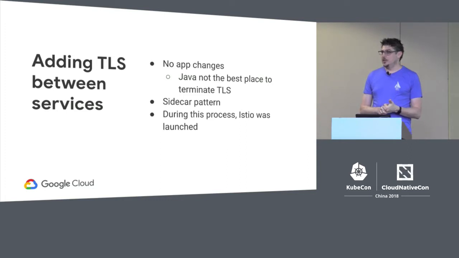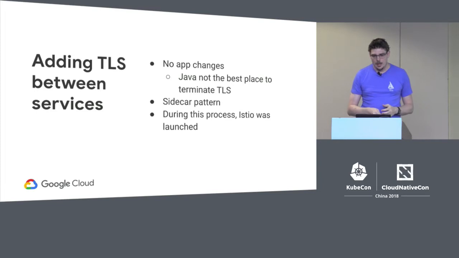Java is not traditionally the best way to terminate TLS. You normally put some sort of sidecar in front of it. So they were looking at Nginx, or they were looking at the Boulder service, which powers Let's Encrypt. But then they would still have to write all their own code for certificate rotation. So this again was when Istio was announced.